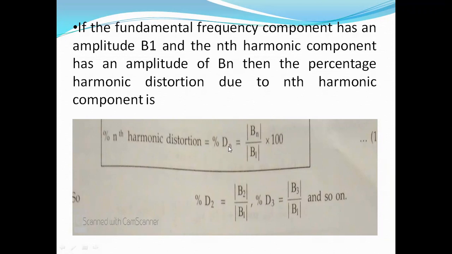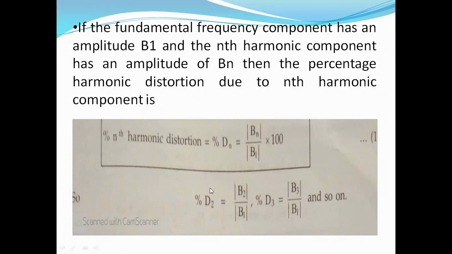Here Dn is the harmonic distortion due to the nth harmonic component, that is due to Bn. Bn is the amplitude of the nth harmonic frequency, and B1 is the amplitude of the fundamental frequency. This is the fundamental frequency, and this is the undesired, additional frequency component. Because of this nth additional frequency component, we may have some distortion, and that is calculated using the formula in terms of percentage.